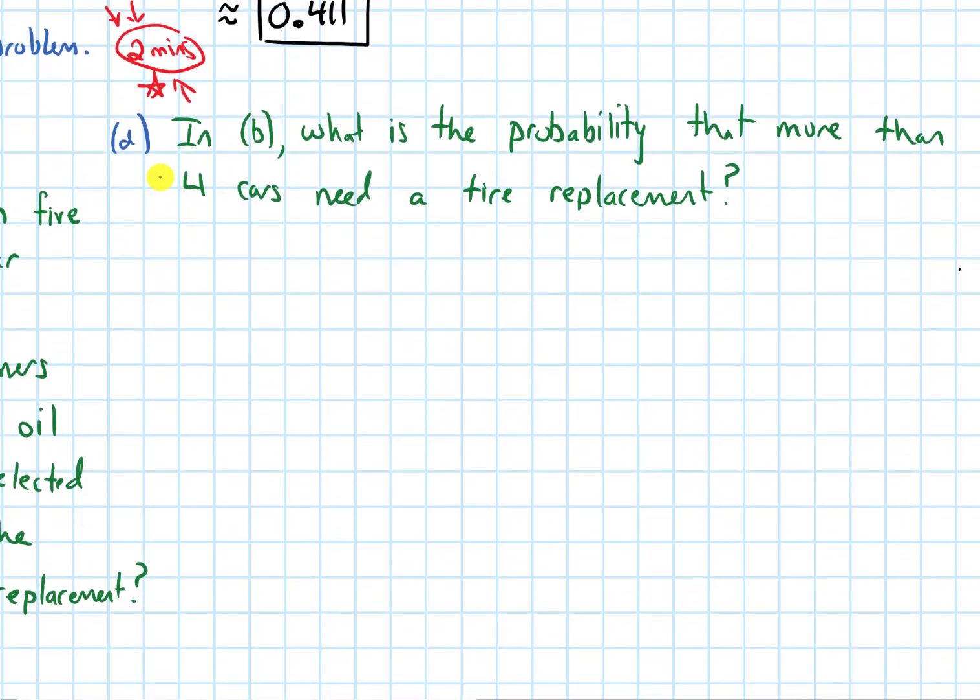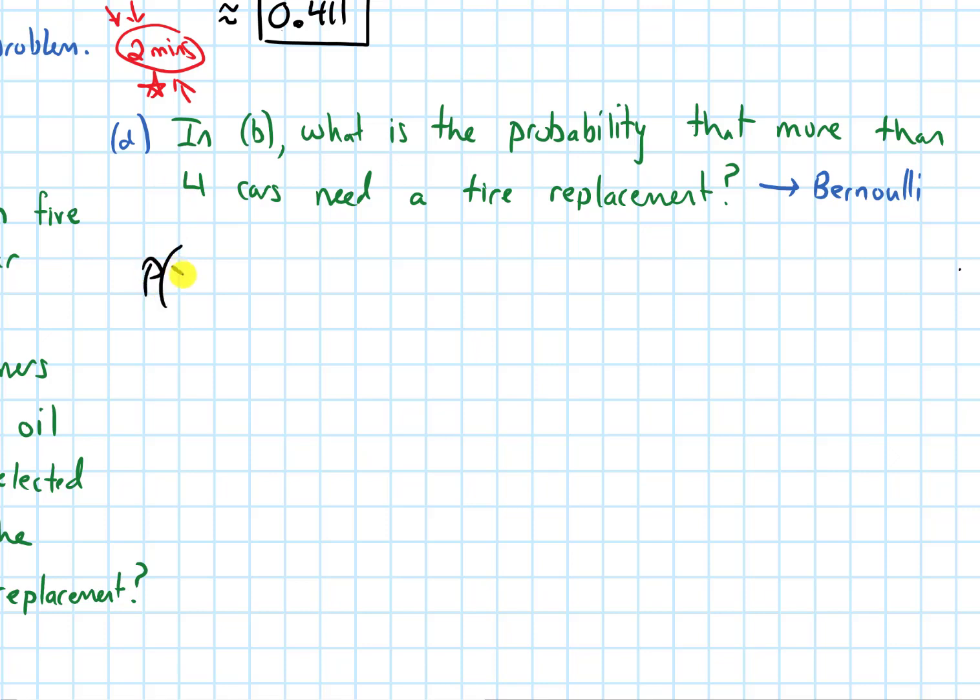Alrighty, so hopefully you did that. Hopefully paused it and tried it for about 2 minutes. So this question is also going to be a Bernoulli problem. So it's similar to C in that we're talking about a range of values. This one is more than 4 cars. Part C was less than 4 cars.